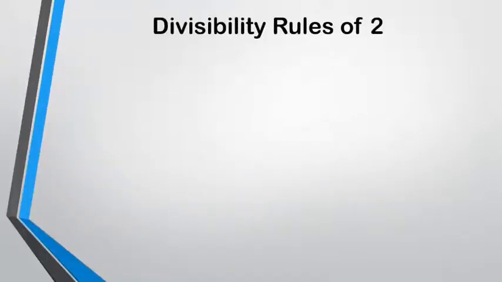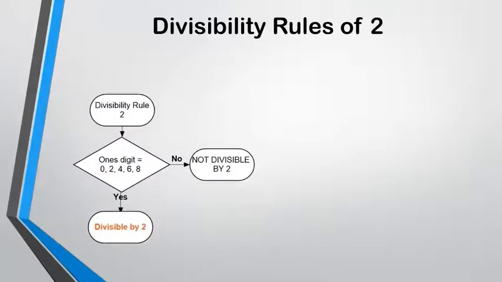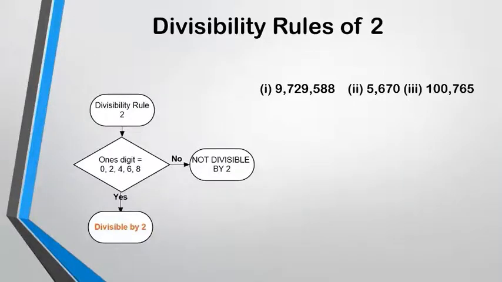Now we will learn the divisibility rule of 2. The divisibility rule of 2 is that if the ones digit is either 0, 2, 4, 6 or 8, it is divisible by 2. Otherwise, it is not.